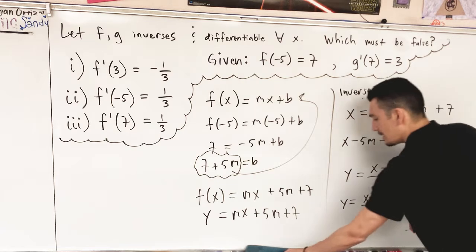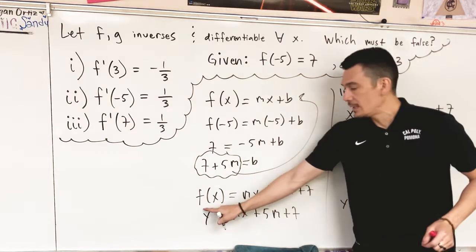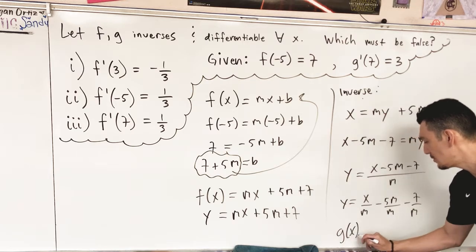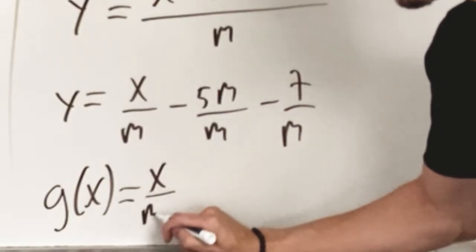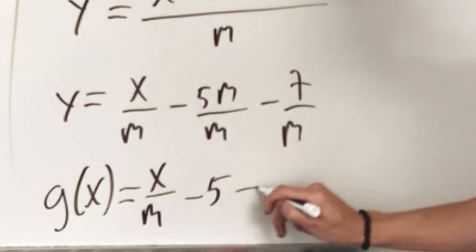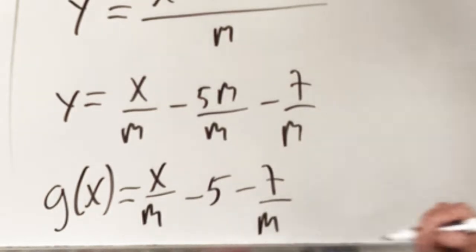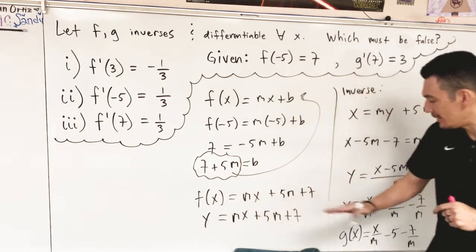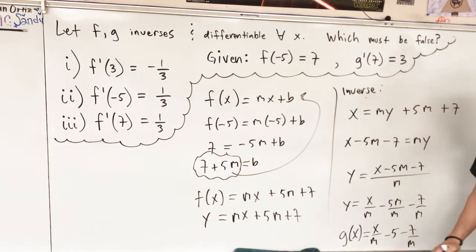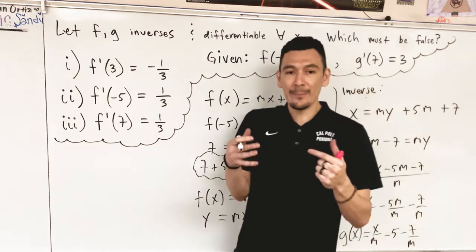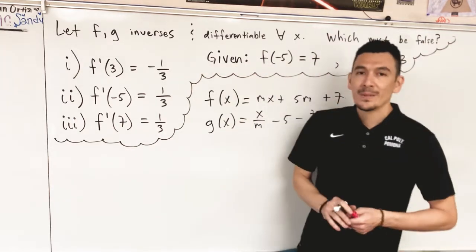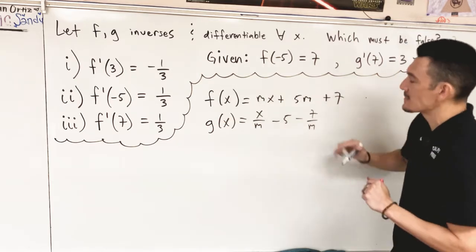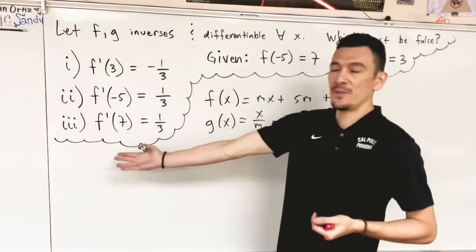Now really, since this is the inverse of f, I really shouldn't call it y. I should call it g of x. So g of x equals x over m minus 5 minus 7 over m. So right now, I have an equation for f of x right there, and I have an equation for g of x right here. Let me clean off my whiteboard. So here I have my equations. This is f of x and this is g of x. And I want to show which of these is false.